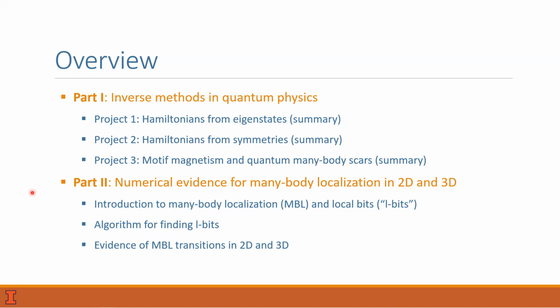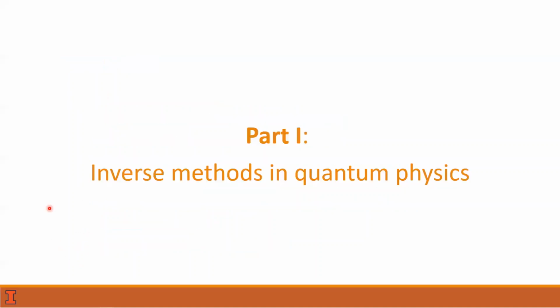And in the second part, I'm going to introduce what many-body localization is and discuss these conserved quantities called L-bits, and introduce an algorithm we found for finding L-bits, and then how we use that algorithm to find transitions for MBL physics in 2D and 3D systems.